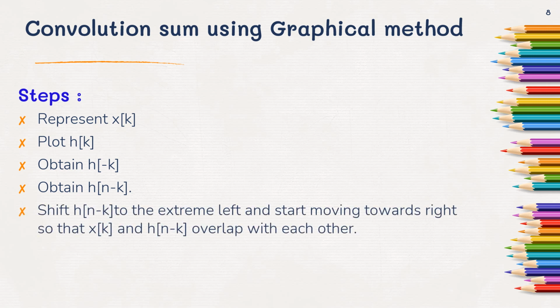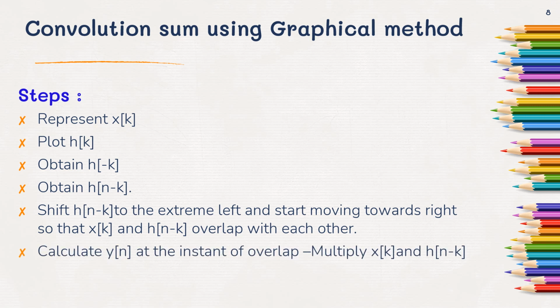Right now, what I'm going to do is shift h of n minus k to the extreme left and start moving towards right so that x of k and h of n minus k overlap with each other, right? Now, wherever they overlap, we have to do a multiply operation. So, we calculate y of n at the instant of overlap. We multiply x of k and h of n minus k. And we are going to repeat this procedure until there is no overlap, correct?